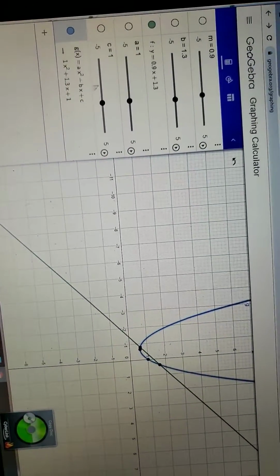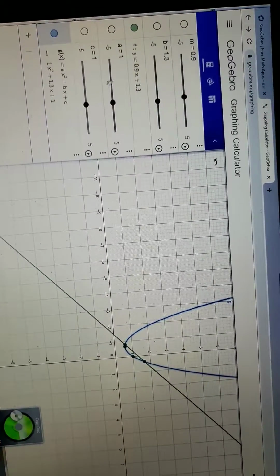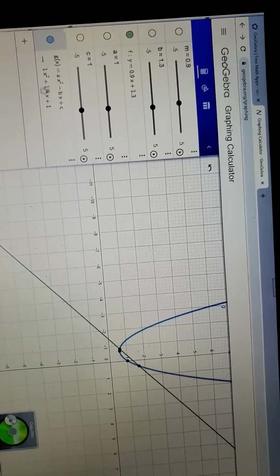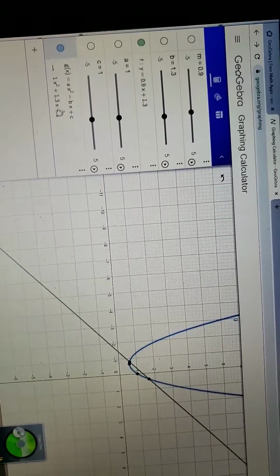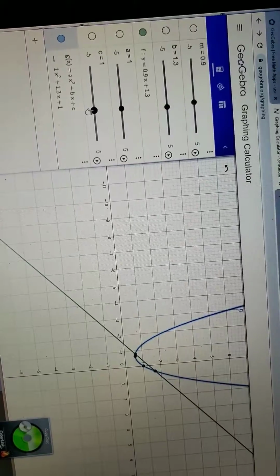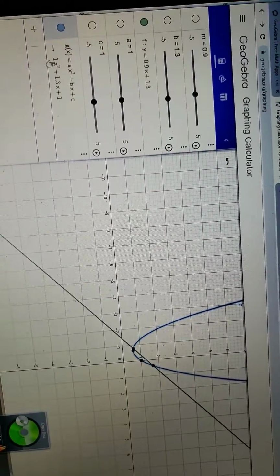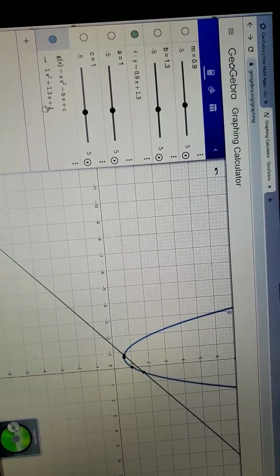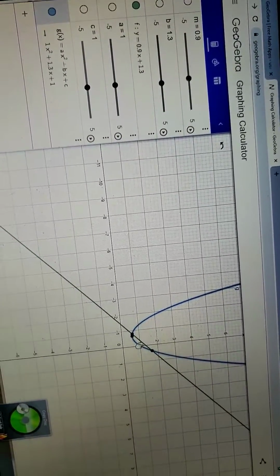We have a equals 1, b equals 1.3. I didn't change b. I still have the same b input right here, and then c is 1. So let me change this slider right here. C is 1, so that means if x is 0, we have a y-intercept. The graph intercepts the y right here at 1.